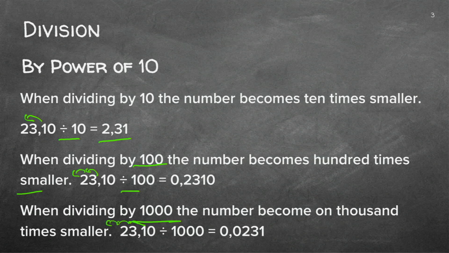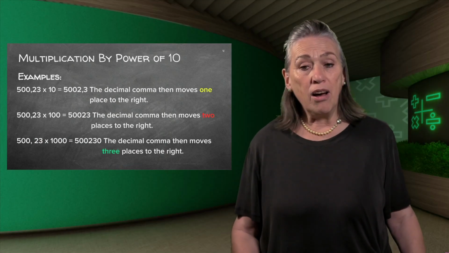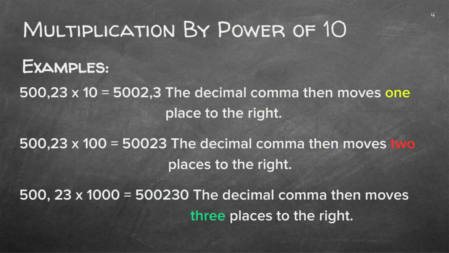So it's going to be 0.0231. I'm just going to write this out to make sure you understand. 23.10, and we divide it by 1,000. So it's 3 zeros. We're going to move it 1, 2, and then a 0 for 3. And that's why our answer is 0.0231.